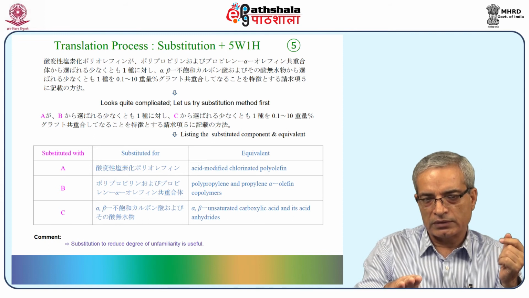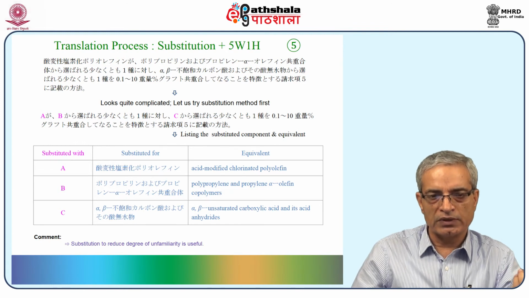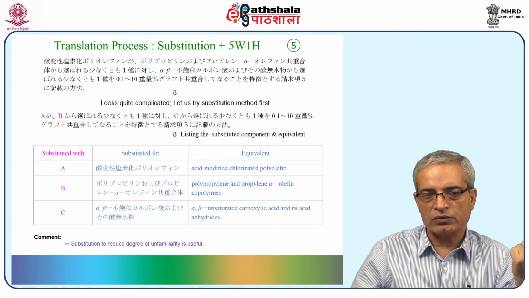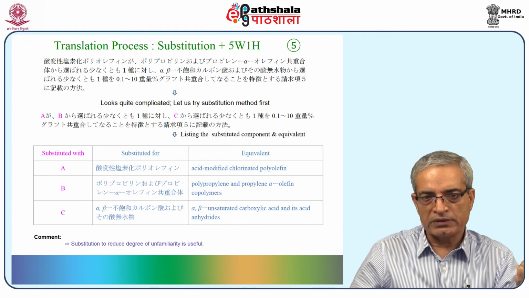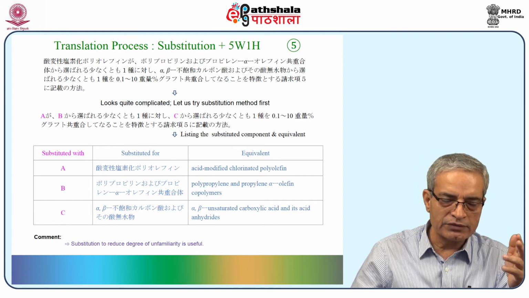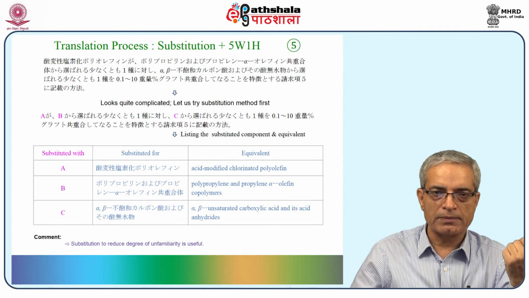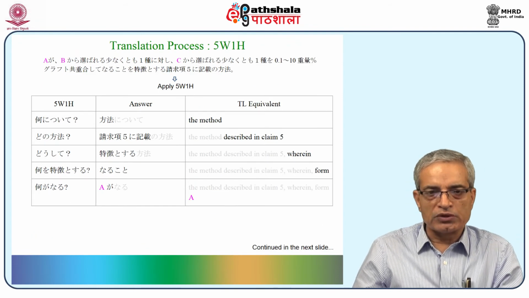substituted for the content is given in the center, that is san hense ensuka polyolefin with A, polypropylene oyobi propylene alpha olefin kyojugo tai as B, and alpha beta fuhowa carbon san oyobi sono sanmu suibutsu as C. And quite simple, the equivalents. Let's see. Basically what we did was we have increased the comfort level by removing the unfamiliar words with familiar words. Okay, let's now try to put 5W1H.